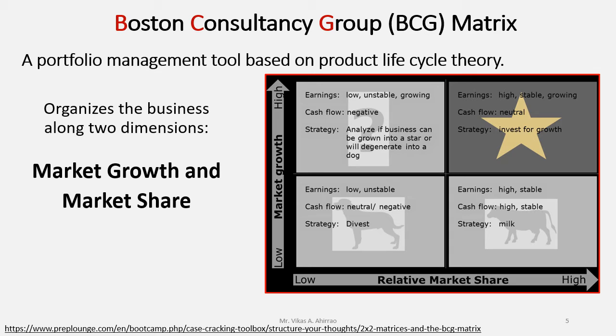If you see the picture, then the 2 by 2 matrix, among the dimensions of market growth and market share, and the company may acquire any one of the quadrant in the matrix. Either the company may be a star, that is a leader in the market, a question mark, cash cows, or the dogs.